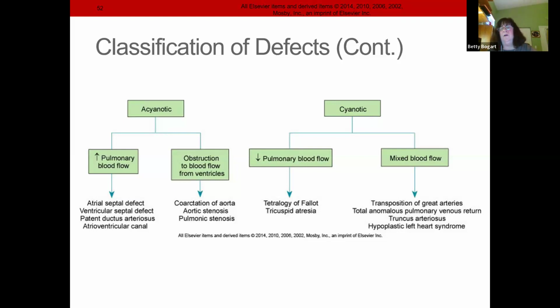And then there's another one called transposition of the great arteries. Most of the exams love to talk about this one because you have the aorta on the pulmonic side and the pulmonary on the aortic side. So you have blood going around, and nothing's getting to the lungs. There's no connection. So guess what you need? You need that little tube open to get oxygen to the body.